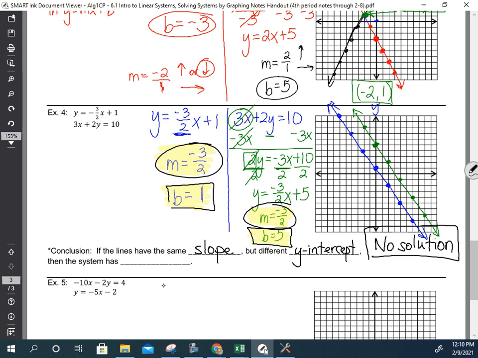So if the lines have the same slope and different y-intercepts, the answer is no solution. So there's your cheat code. That conclusion is a cheat code. If you have the same slope but different y-intercepts, your answer is no solution. You just got to make sure the graph works out. Questions on example 4?